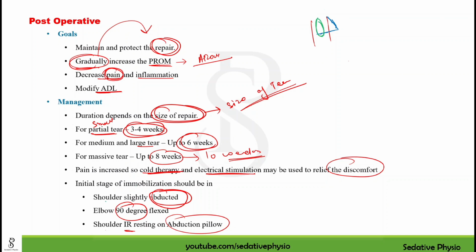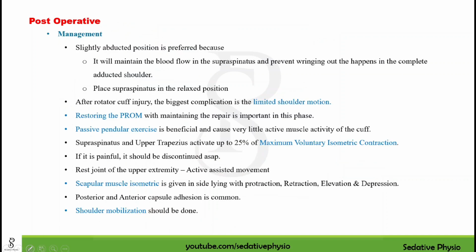Right. Now, why is the shoulder maintained in a slightly abducted position? Why is it not maintained in the neutral or the fully adducted position? There is a very important reason here. The reason is related to the supraspinatus muscle. The slightly abducted position is preferred because it will maintain the blood flow in the supraspinatus and prevent the wringing out that happens in the completely adducted shoulder.